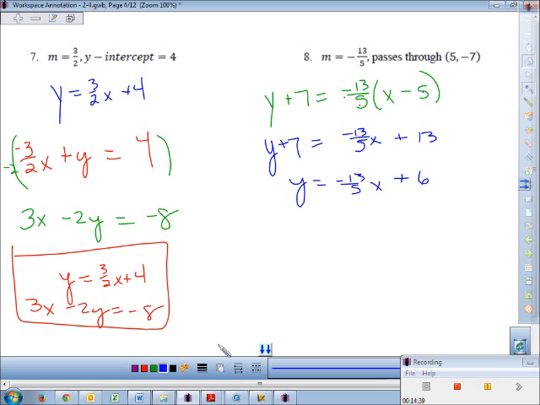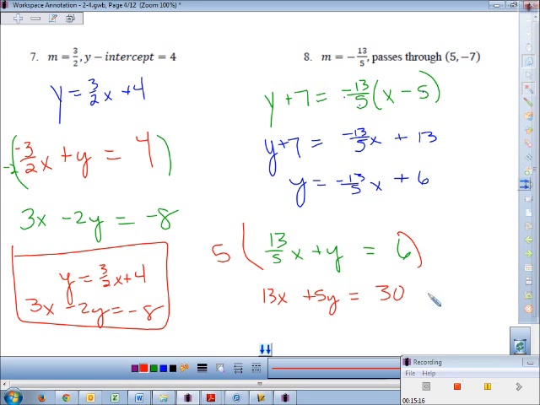Standard form. So I'll multiply every term times 5 because you can't have fractions in this, so that becomes 13x plus 5y equals 30. Then I've got to double them up.